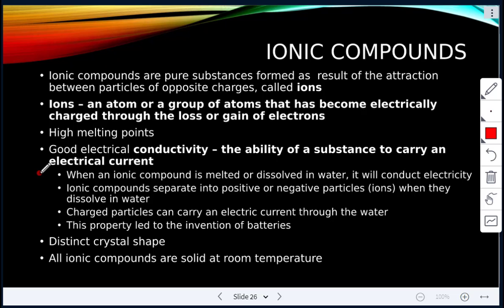The reason is that those ionic compounds will separate into their positive and negative ions when they dissolve in water, and then charged particles can carry an electric current through the water. And this property is what led to the invention of batteries. Ionic compounds also have a distinct crystal shape, and they are solid at room temperature.